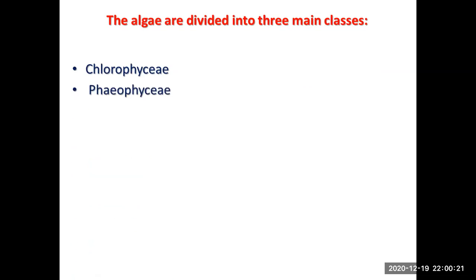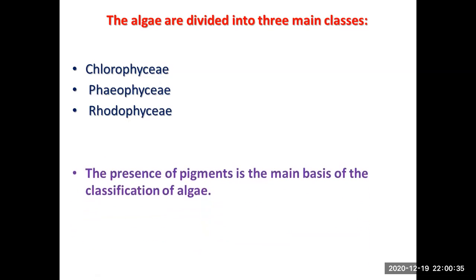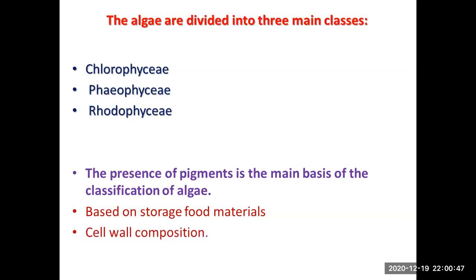Second one, Phaeophyceae. Third one, Rhodophyceae. This classification is based on presence of pigments, storage food, and cell wall composition.